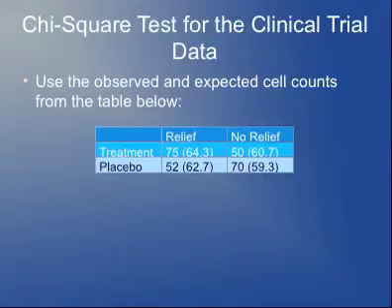So if we want to calculate the chi-square test statistic for this clinical trial data below, you can use the observed and expected cell counts. The expected cell counts were calculated as I described a few slides back. And we also have the observed cell counts. So to get the chi-square test statistic, we can just go (75 minus 64.3) squared divided by 64.3, plus (50 minus 60.7) squared divided by 60.7, etc., etc.